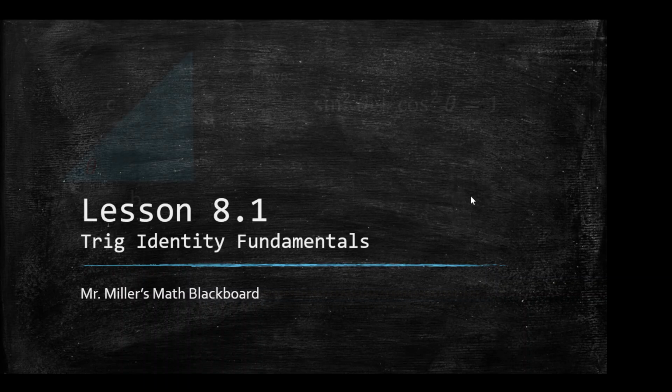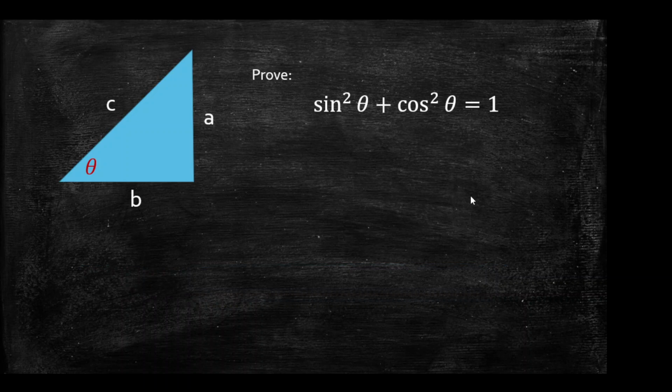So the basic trig identities come from the Pythagorean theorem, and the first one is sine squared theta plus cosine squared theta equals 1. And like I said, this comes right out of the Pythagorean theorem. From the Pythagorean theorem, of course, you remember you have a squared plus b squared equals c squared, where c squared is the hypotenuse length squared, and a and b are the side lengths on the other side.